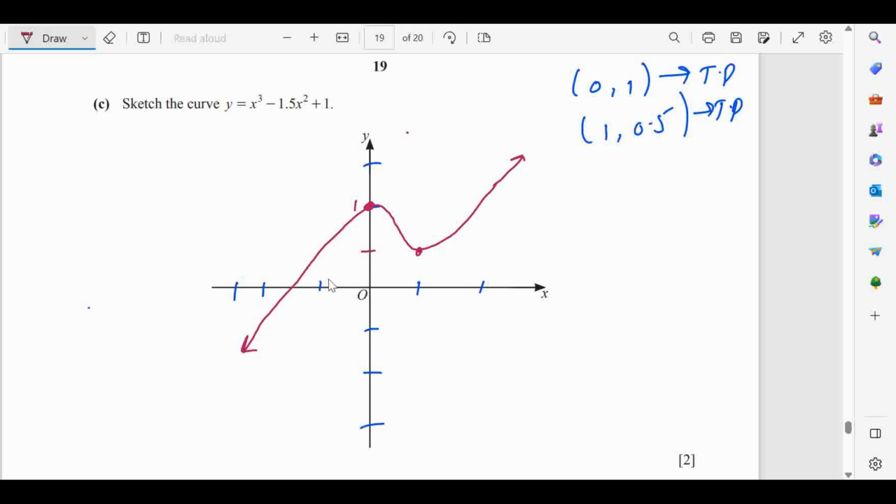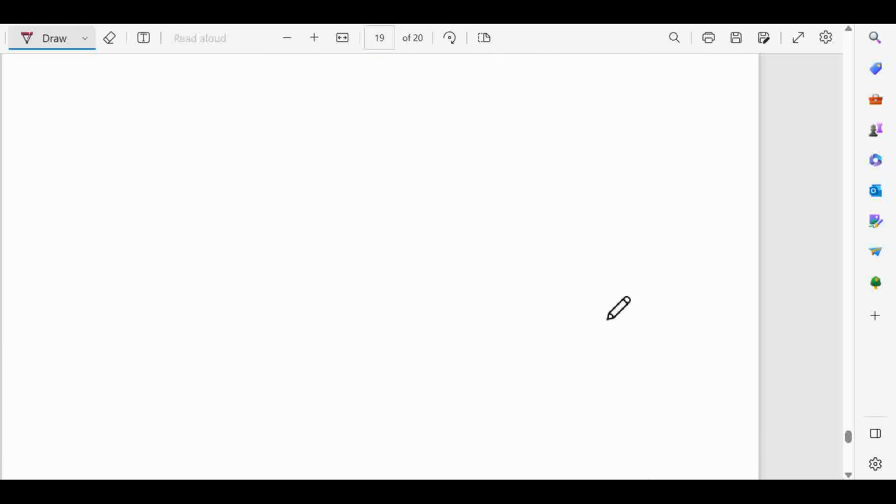You can also see that this will be the curve. That is it for this one, because it has only 2 marks. So we just need to sketch the diagram. We don't need to make an accurate diagram. Okay, that is it for today.